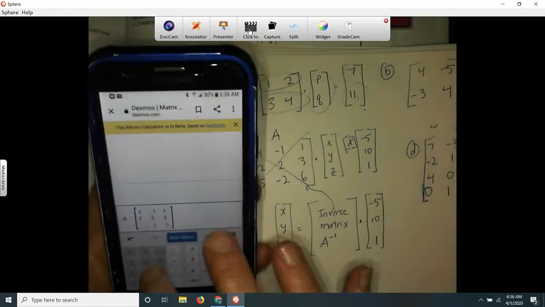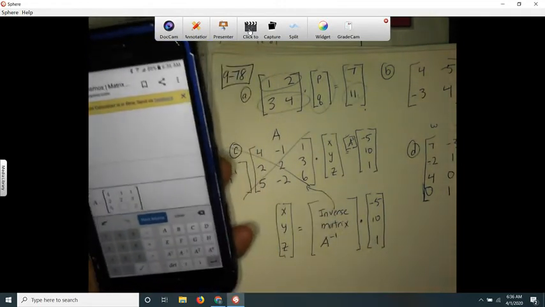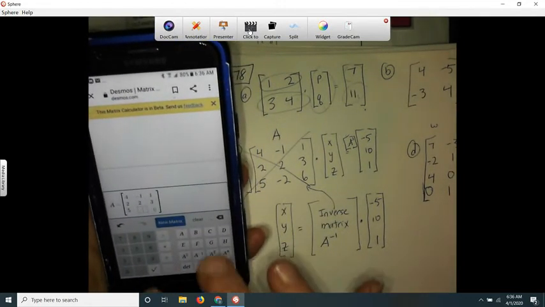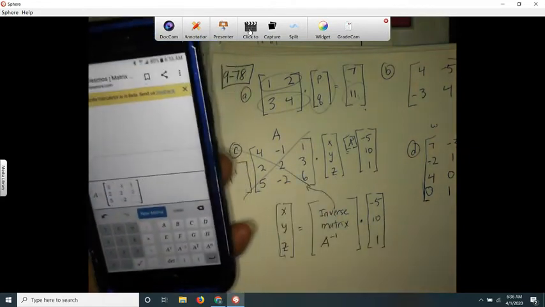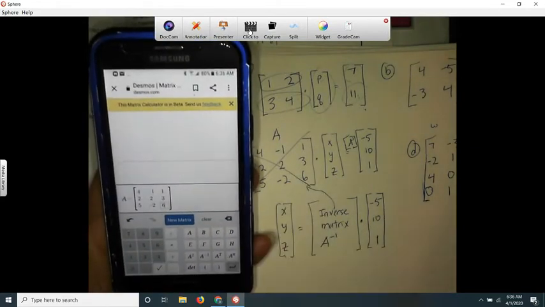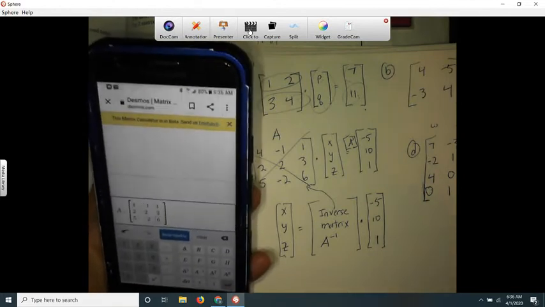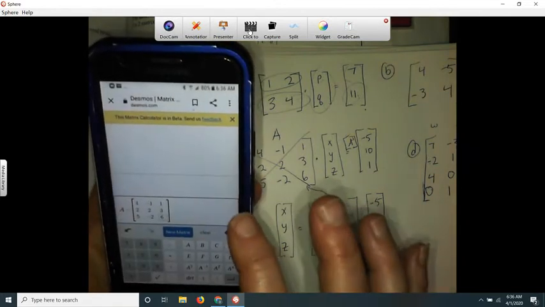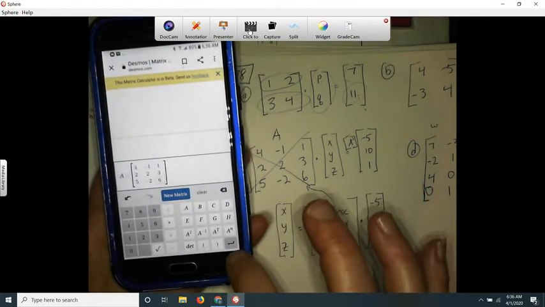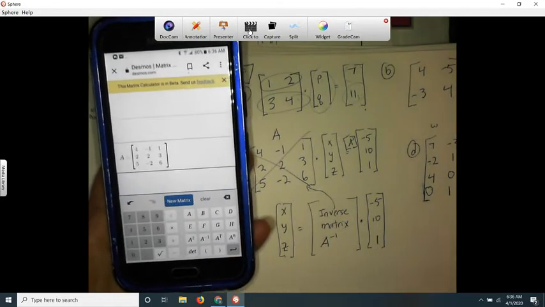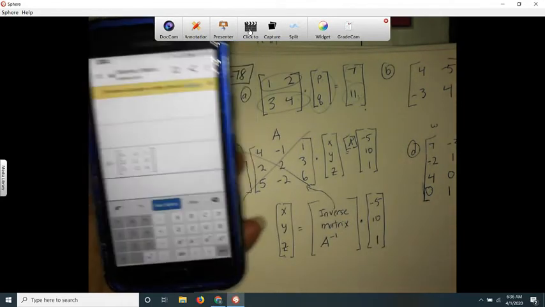5. Hey, if I had a little stylus, that would work. -2, 6. Sorry, that had to take forever. So that's my matrix A. Okay, and I found out that this one down here, I can enter it. There it is. Okay, so now what am I trying to do?